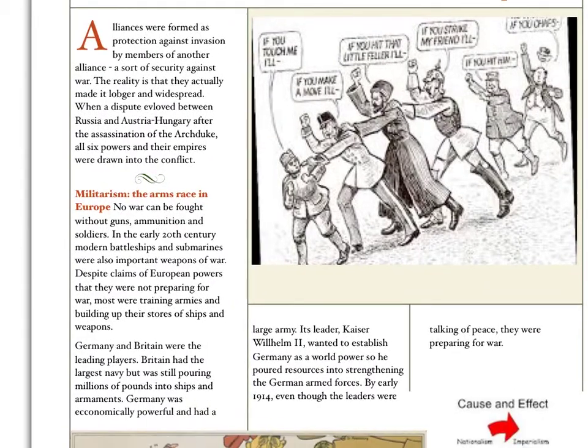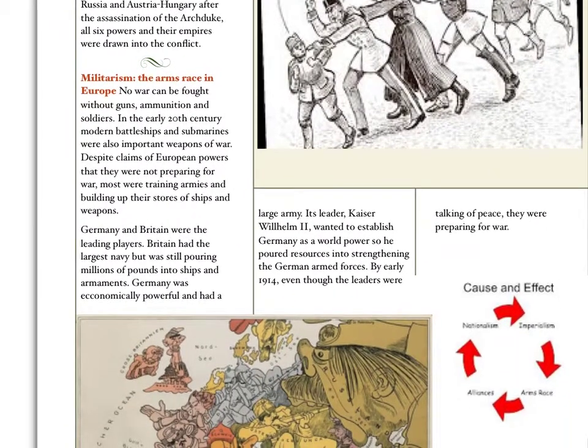Militarism, the arms race in Europe. No war can be fought without guns, ammunition and soldiers. In the early 20th century, modern battleships and submarines were also important weapons of war.